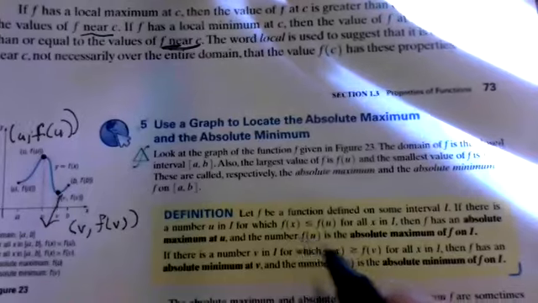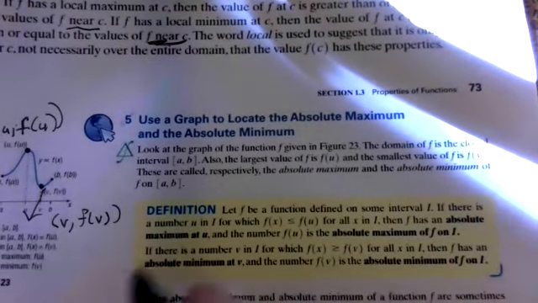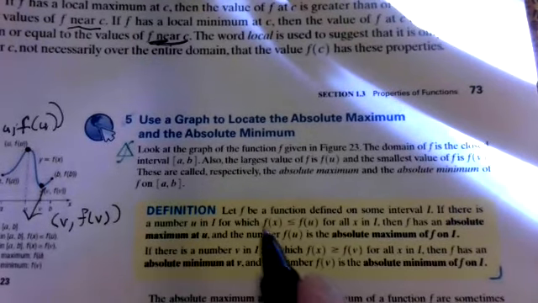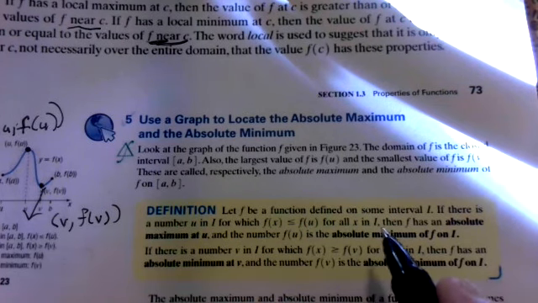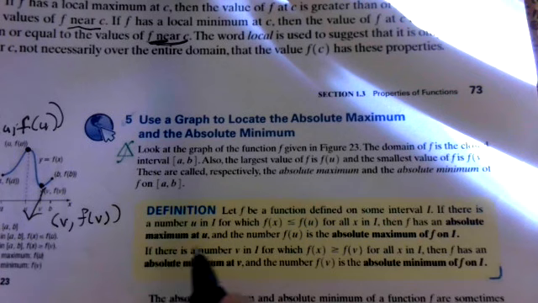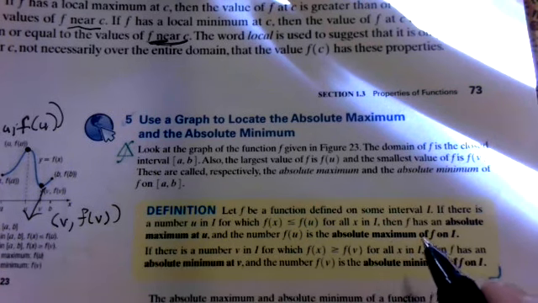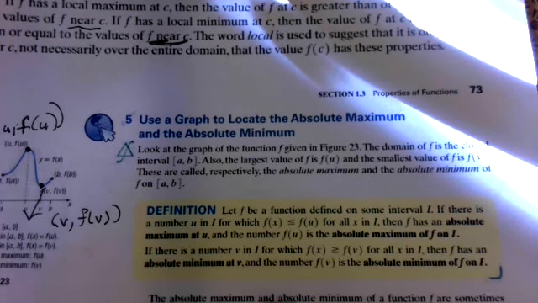So let's look at this definition. Let f be a function defined on some interval I. If there is a number u in I for which f of x is less than or equal to f of u for all x in I, then f has an absolute maximum at u, and the number f of u is the absolute maximum of f on I. And then it says the same thing about absolute minimum. And then we've got an example with this. Let's go down and look at this example.